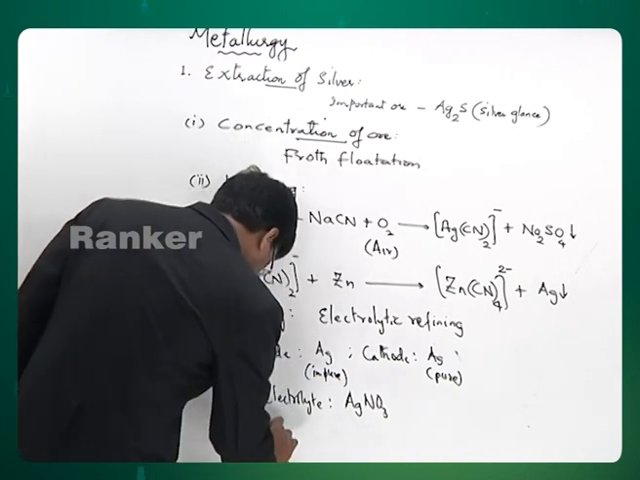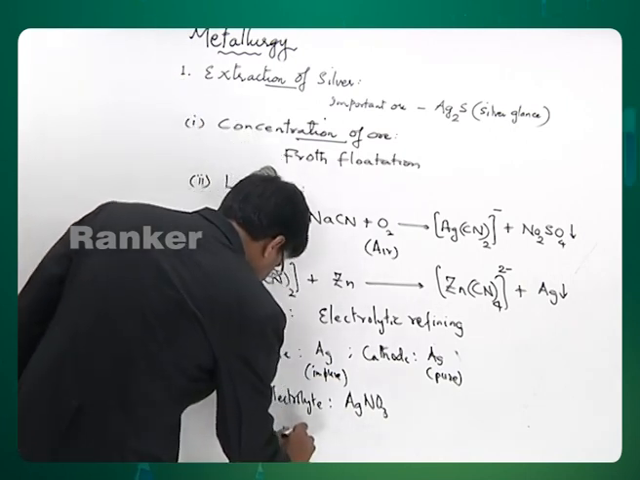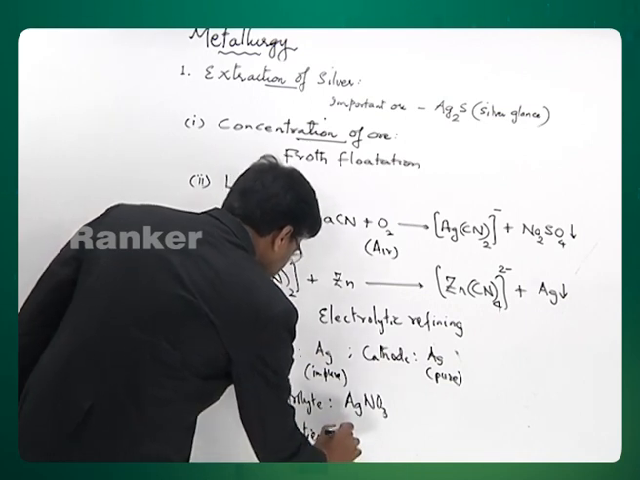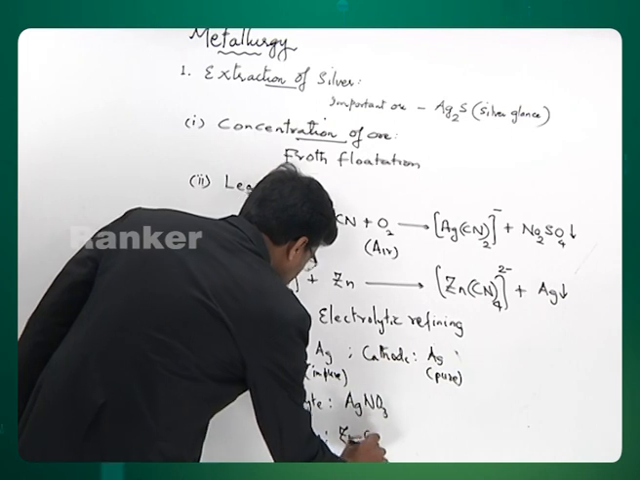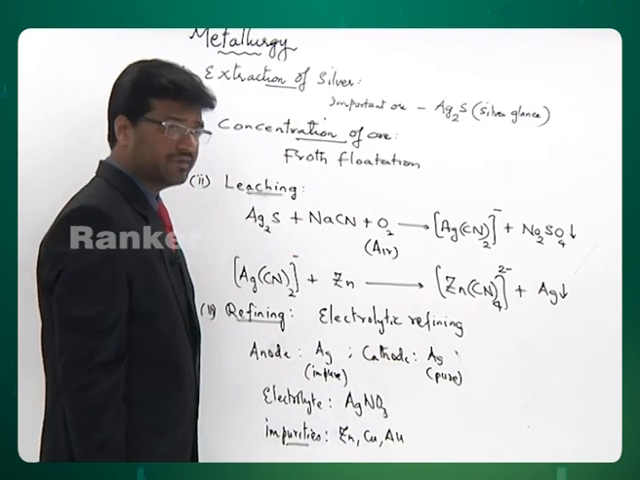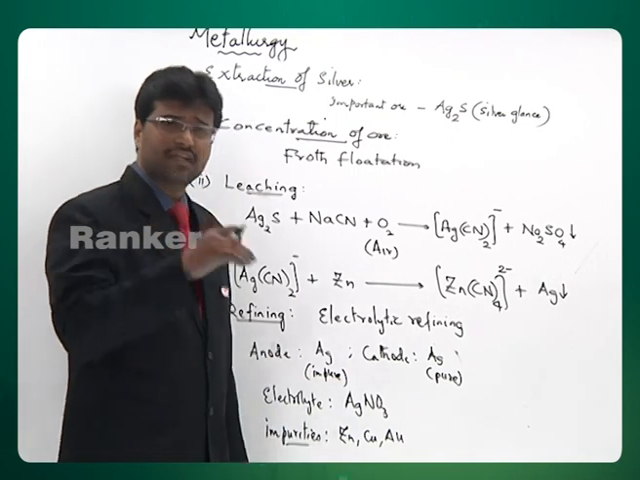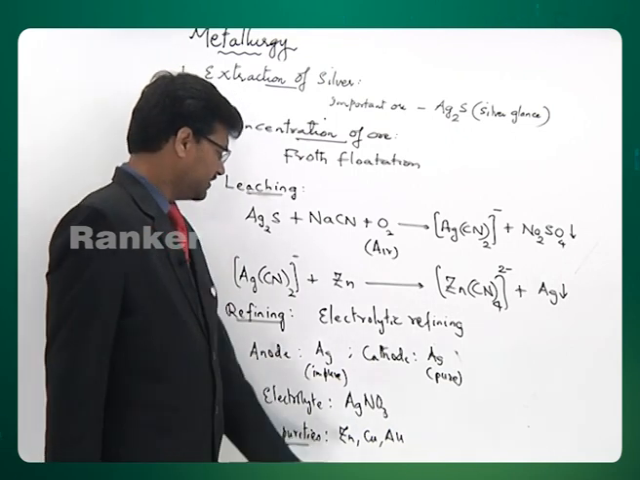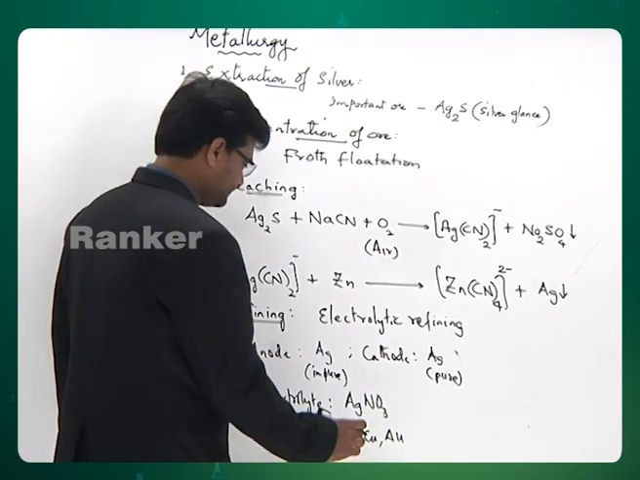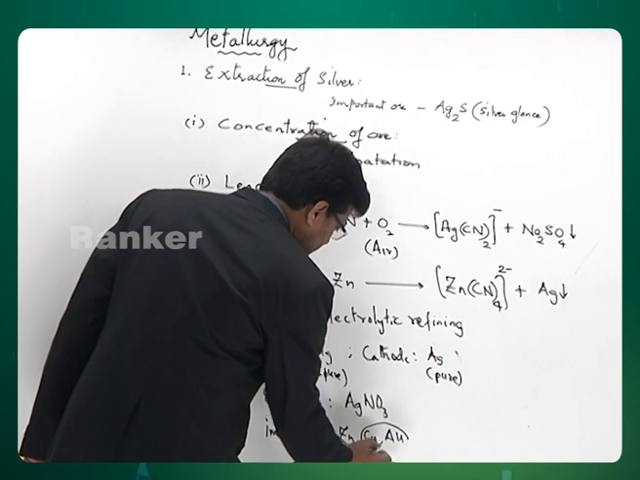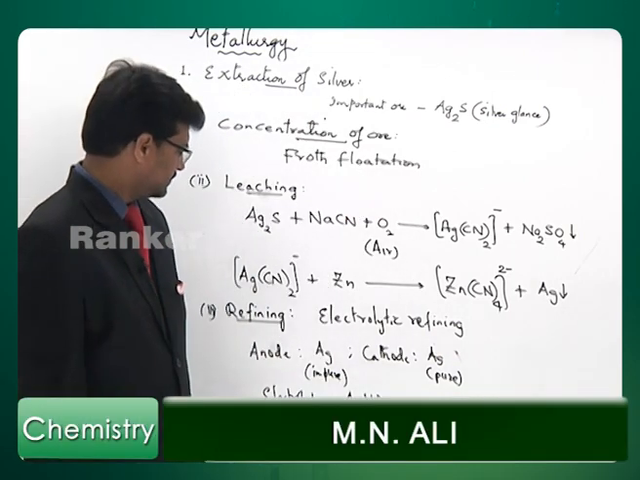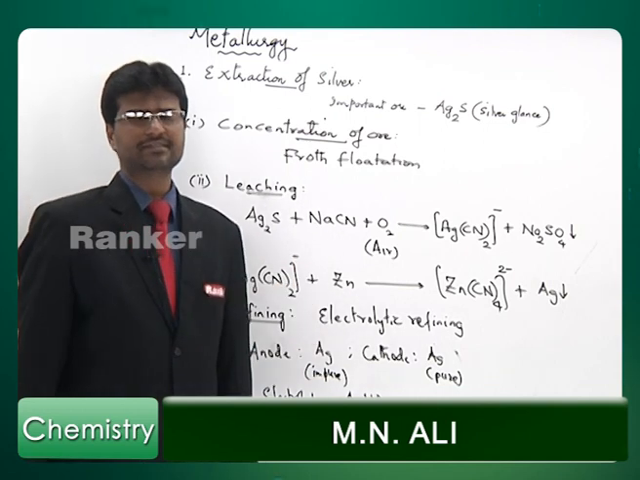The impurities are zinc, copper, gold. Zinc will dissolve in the electrolyte as Zn2+, whereas copper and gold form anode mud. Copper and gold will be in the anode mud. So this is the complete extraction of silver.